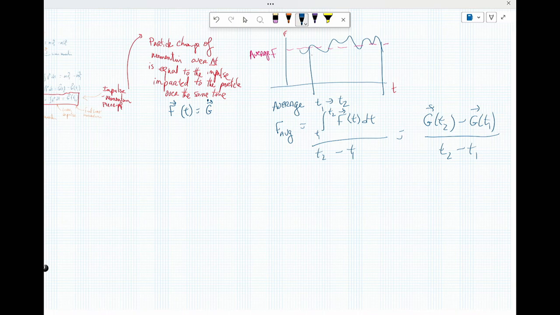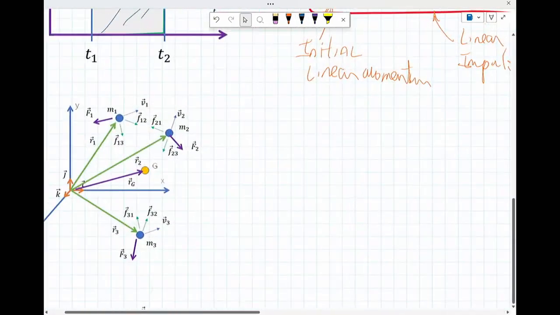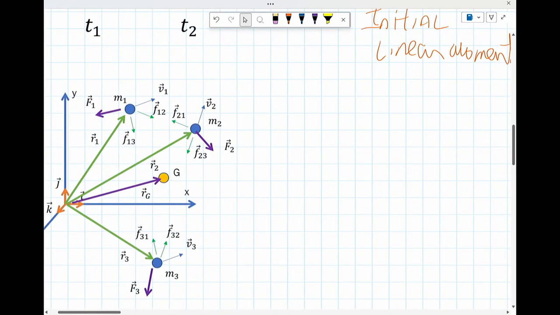So from t1 to t2, you calculate the impulse delivered. That's your difference in momentum. You divide by the time it took. I'm going to have to stretch that out a little bit when I reorganize things.